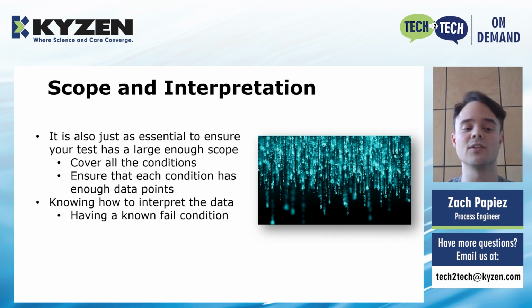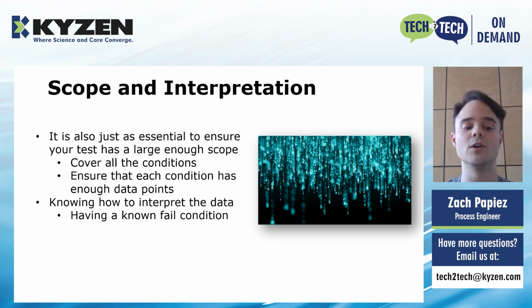When selecting the test, it is also important to ensure the scope of the tests is large enough to catch as many failures as possible. This includes covering all the conditions for your process and ensuring that each condition is covered sufficiently. By doing so, you can ensure that you are able to identify any potential issues with your process and take corrective action as needed. Knowing how to interpret the data is also important.